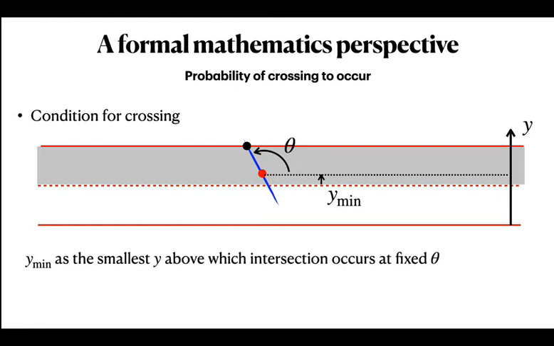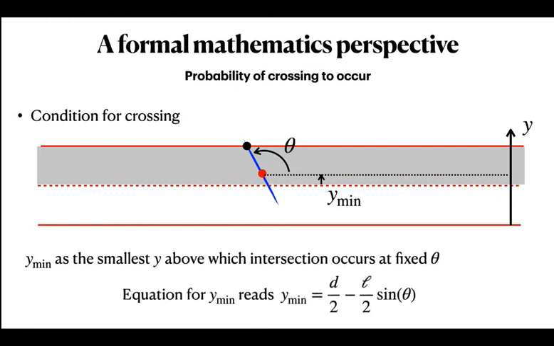Once we have this, we can try to write out the equation for y min. Again, remember, y min is the value of y such that the tip of the needle is touching the actual red line for the first time. So the equation for it is y min equals d over 2 minus L over 2 sine theta.